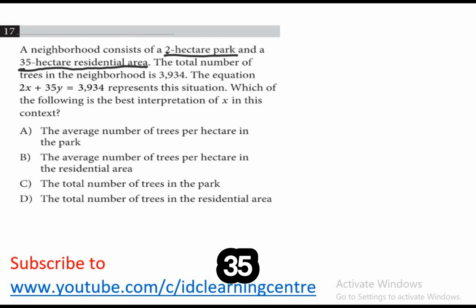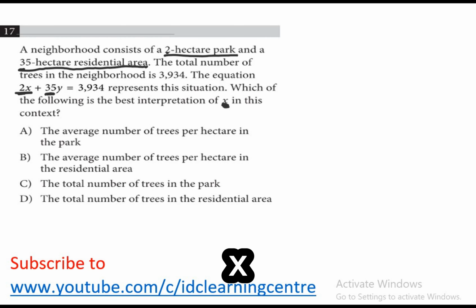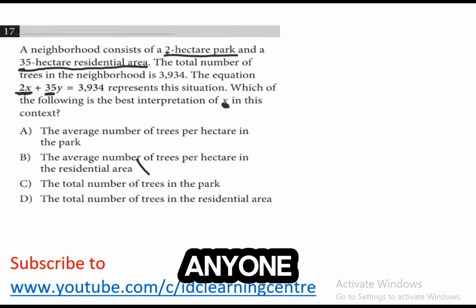The one that has 35 in the model represents what? Residential. So in this equation, this is 35 hectare, this is 2-hectare park. So this is for park, 2x for park, and the x is what they're asking us to describe. So 2x has to do with the hectare park. With that, I can ignore anyone that has to do with residential. I eliminate option B and option D.